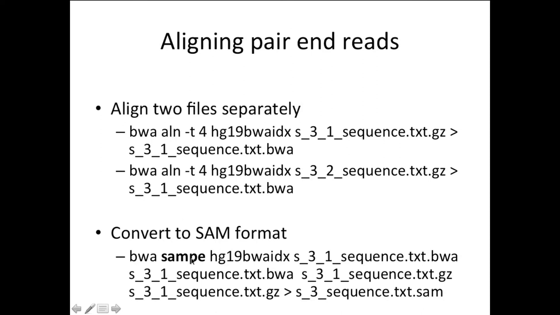This is a similar process using paired sequencing reads. In BWA, you have to align each of the... Remember that what you get is two files, one from each extremity of the fragments. You have to align the two files independently, and then when you convert to SAM format, you merge the two files into one.